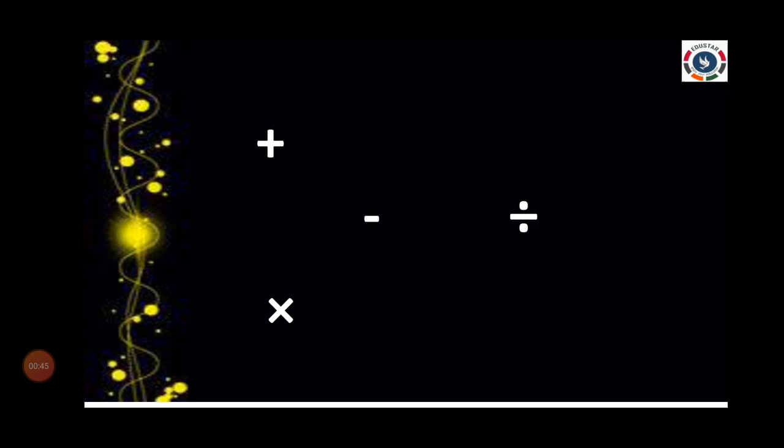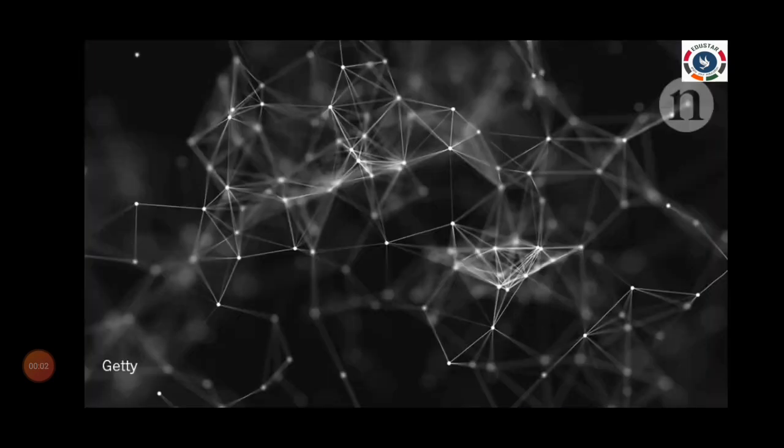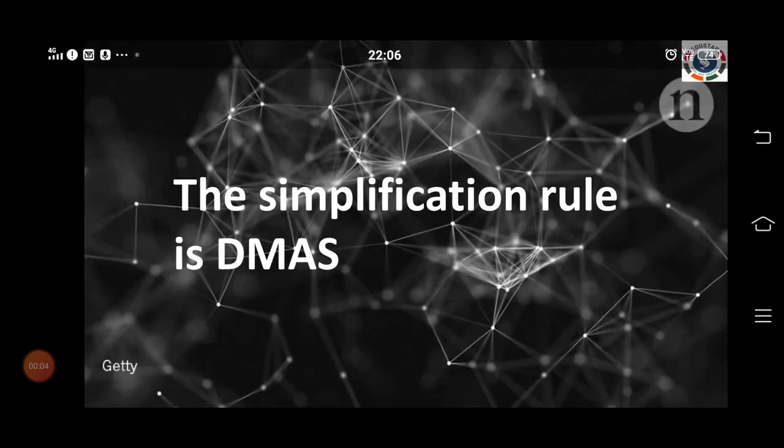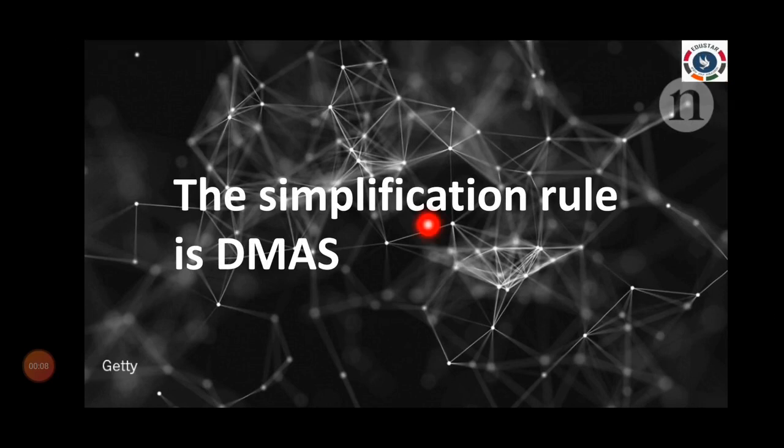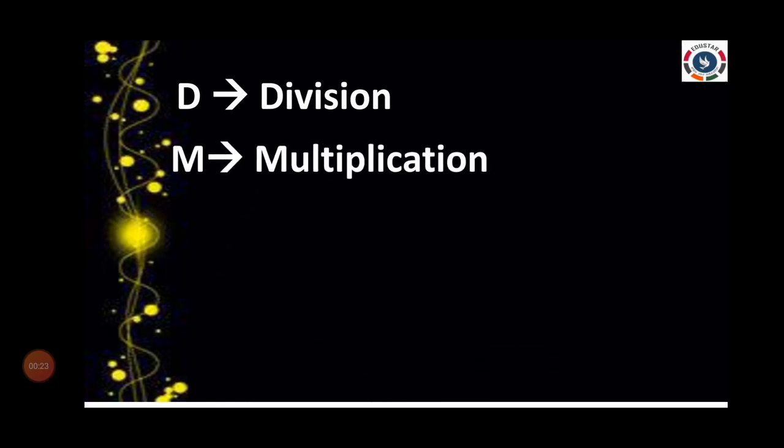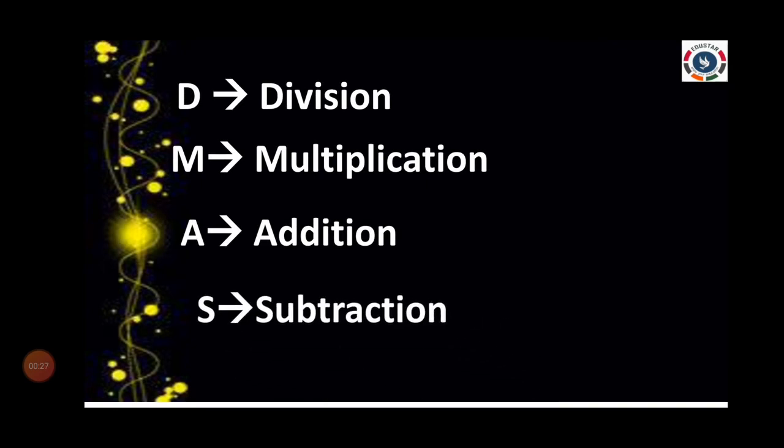When these 4 operation signs are present in a problem, we can solve the problems. We have to follow certain rules to decide the order of operation. Here, the simplification rule is DMAS. What do you mean by DMAS? What is the full form of DMAS? That I am going to explain to you. D indicates division, M indicates multiplication, A indicates addition, S indicates subtraction.